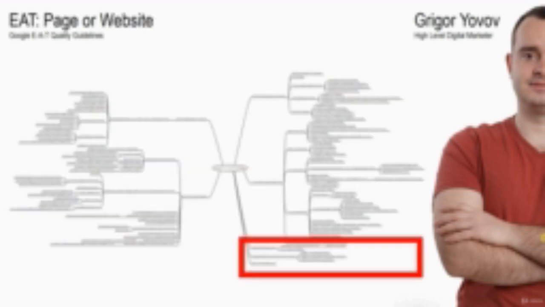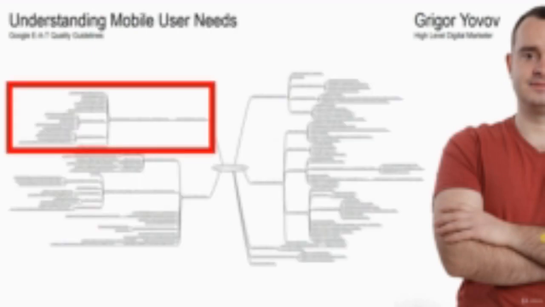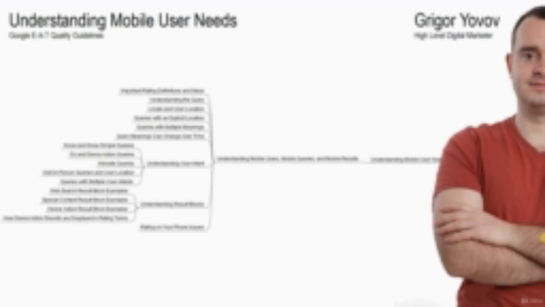Hello. Till now, we have looked at the EAT pages or websites, encyclopedia pages, 404 pages, and all different kinds of pages that could be evaluated by the Google EAT quality guidelines. So in the next section, we'll look at understanding mobile user needs. What specifically this means is that we'll look at understanding the query, local and user location, queries with explicit location, understanding user intent, understanding result blocks, and rating phone issues. So we're coming next.